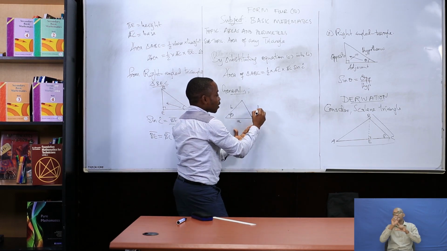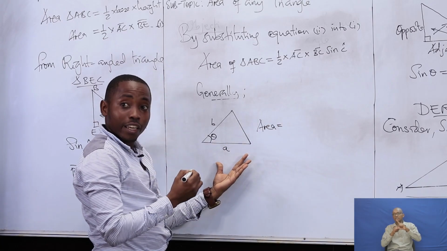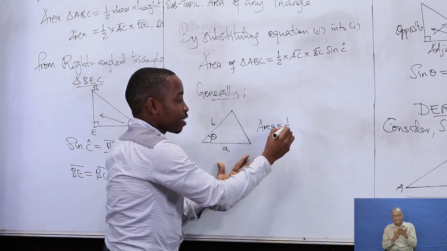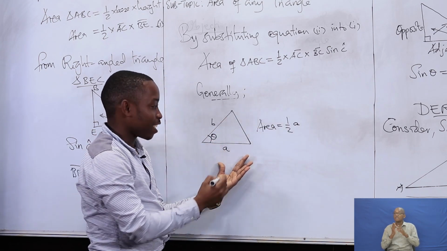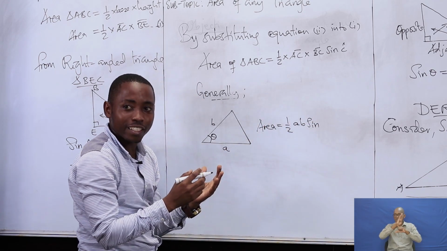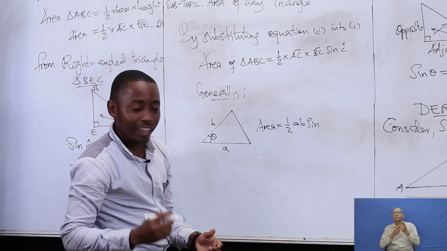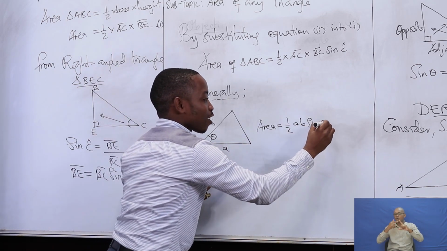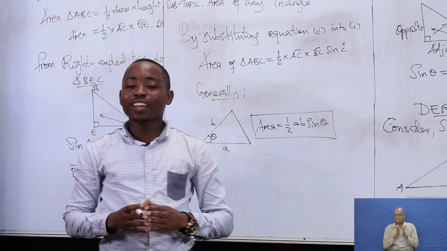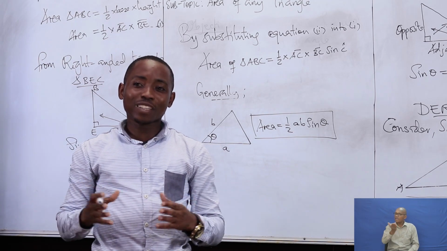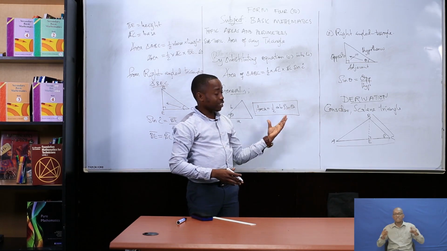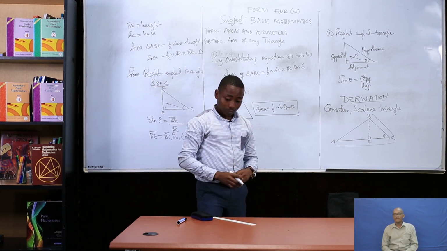Therefore, if we need to know the area for this triangle, we take a half multiplied by the first side, which is side A, multiplied by the second side, which is side B. Then we multiply by sine of the angle between the two sides. Which angle? Very nice, it is angle theta. So here we just write angle theta. This is our general formula to find the area of any triangle, whether it is isosceles, equilateral, scalene, or whatever. If you need to find the area, you use this formula.